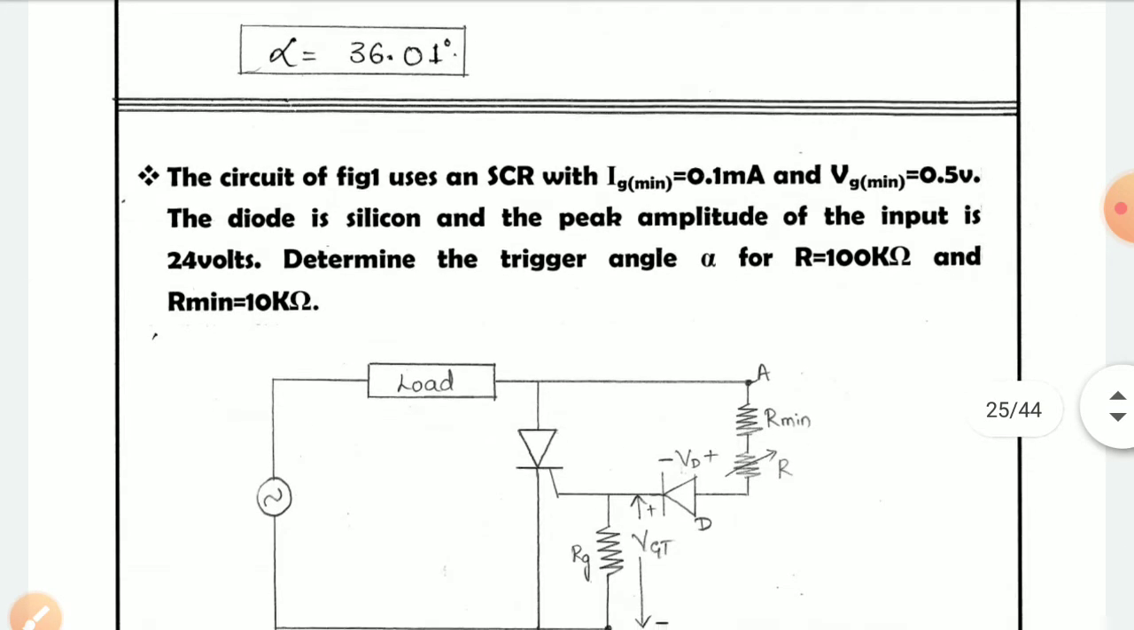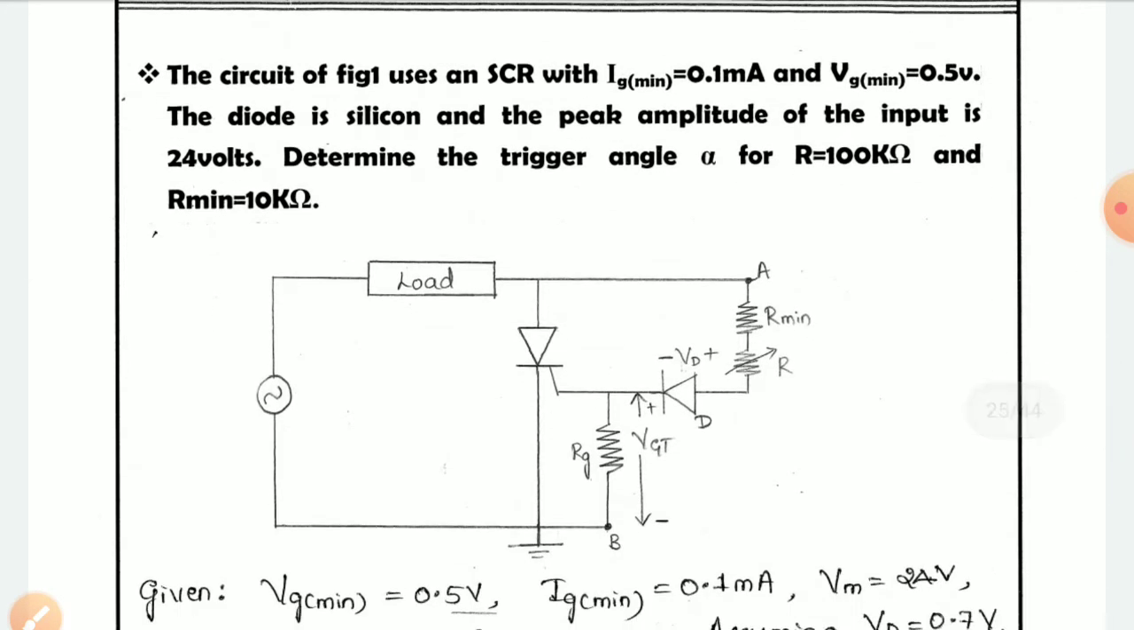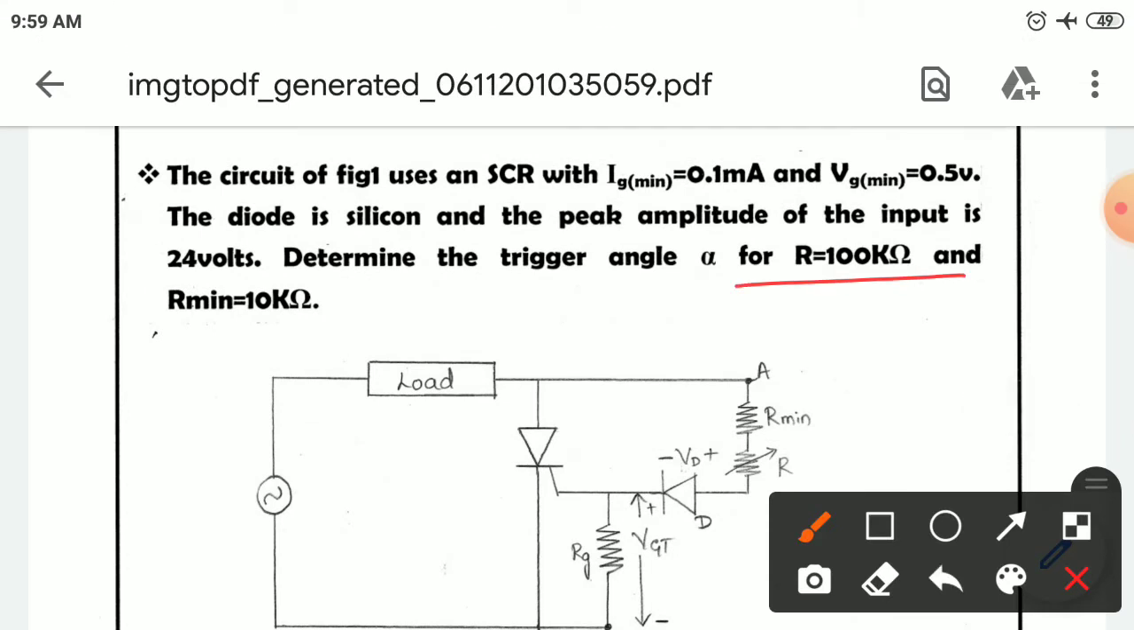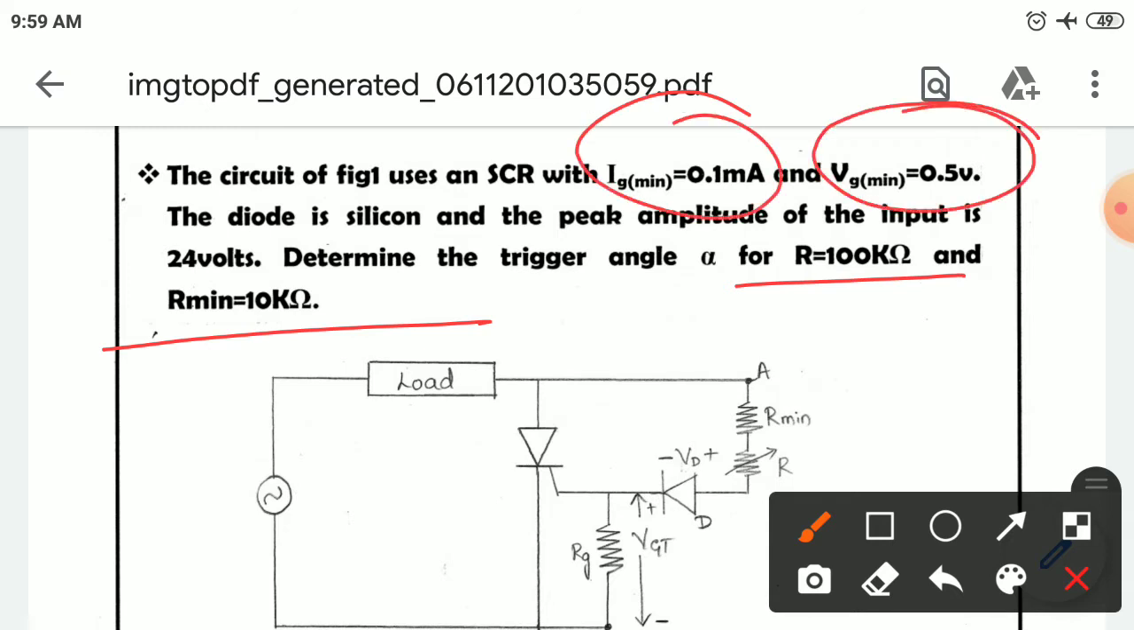Okay, so the second problem: the circuit of the figure shows an SCR with IG minimum equal to 0.1 milliamps and VG minimum equal to 0.5 volts. The diode is silicon and the peak amplitude of the input voltage is 24 volts. Determine the triggering angle alpha for the values of R equal to 100k and R minimum equal to 10k. Okay. So IG value is given, VG value is given, R values are given and the input voltage is also given. So you have to find out the firing angle alpha here.